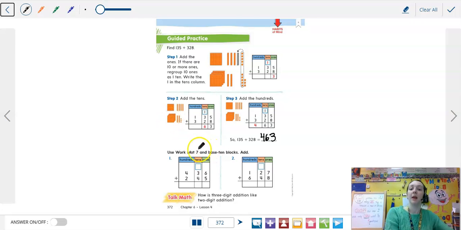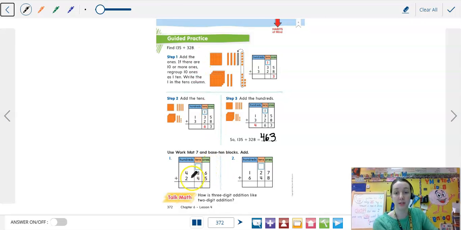Now, you can use Workmat 7 in the back of your book to help you follow along, and you can draw base 10 blocks on it if you'd like, or use a whiteboard, make the columns and draw if that helps you. Okay, so I'll show you how to do that with one to see if it helps you.